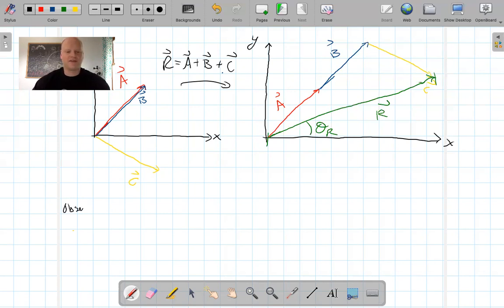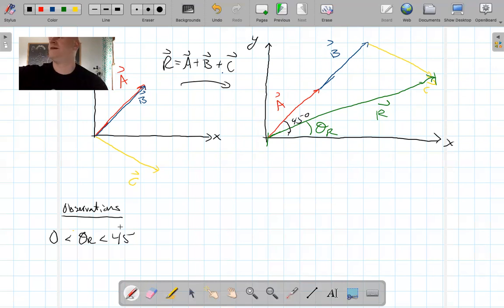Let's make some observations, and then we'll talk about how we actually add these things. First, based off of our picture, theta R must be somewhere between 0 and 45 degrees. If this angle is 45 degrees, the angle down here is 0, because if it was along the reference line, that would be 0. So theta R is somewhere in between. Noting that is a good check: if I find an angle at the end which is not between 0 and 45, I know something went wrong, and I have to go back and fix some signs.